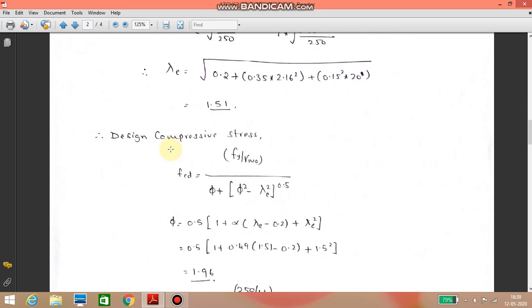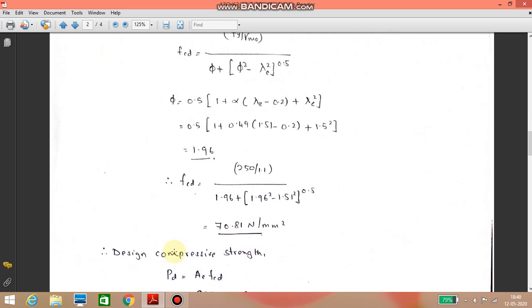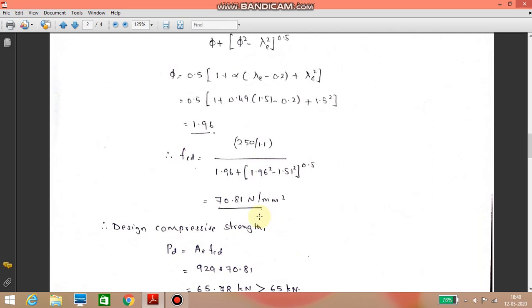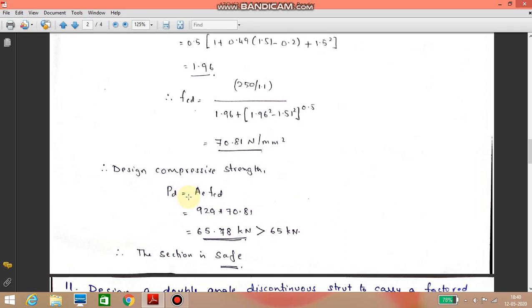Therefore, we compute the compressive stress. The compressive stress fcd equal to fy divided by gamma m0 divided by phi plus phi square minus lambda e square to the power half, where phi is obtained by using this formula. Upon substitution of the parameters, we get phi equal to 1.96. Therefore, we calculate fcd. fcd works out to be 70.81 Newton per millimeter square. Now, the design compressive strength in terms of load Pd equal to Ae into fcd works out to be 65.78 kilonewton, which is greater than the applied factored load or design load.